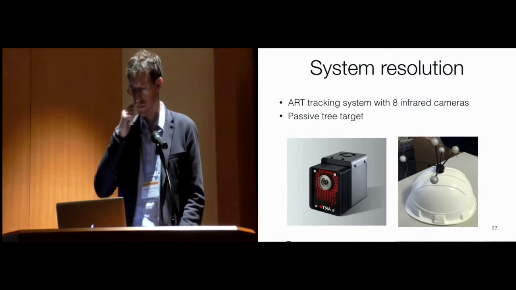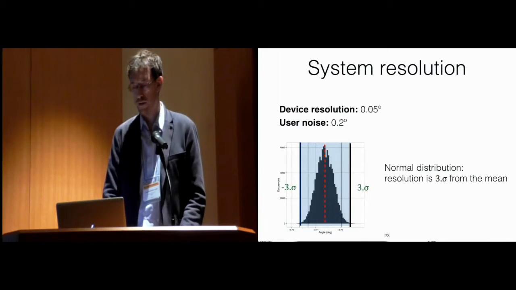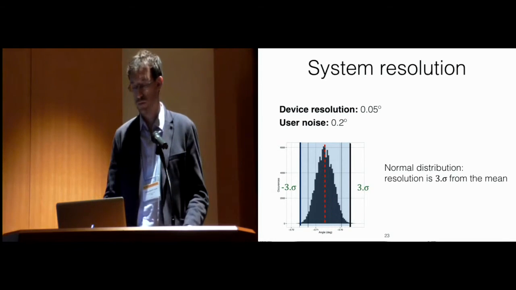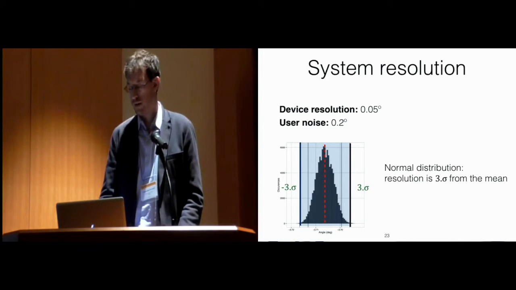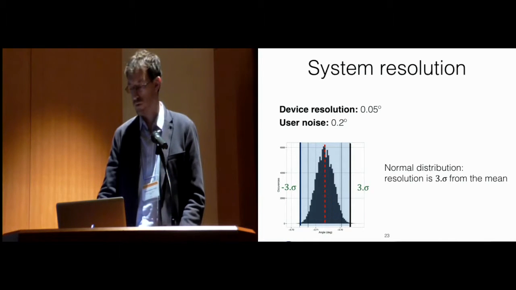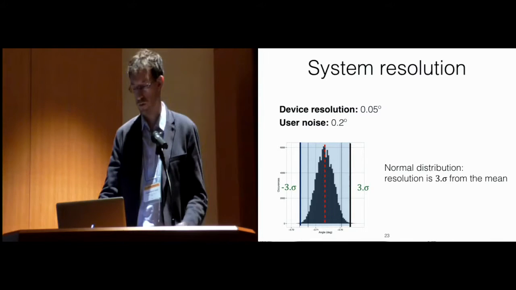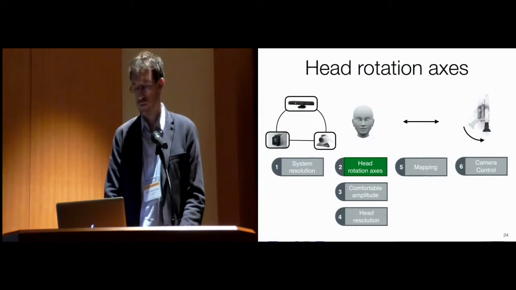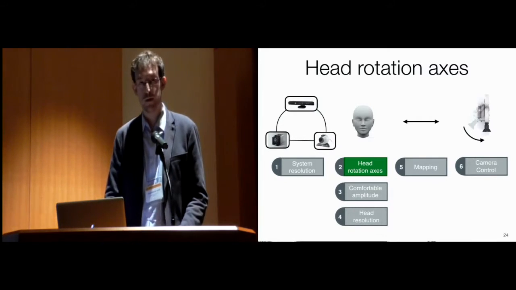So what we did is that we measured the device resolution, the tracking system resolution, and we evaluated it to 0.05 degrees. And we also measured the user noise to be 0.2 degrees. So this means that we can perfectly use the system to get the user input because it's precise. It's actually more precise than the user noise. So the next step, now that we know this, was to understand which head axis we would use.